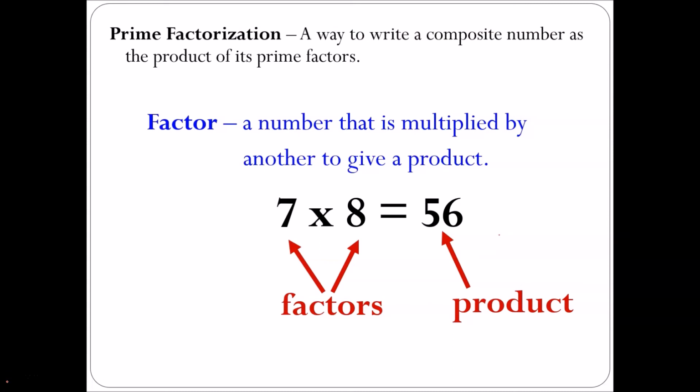We know that a factor is a number that is multiplied by another number to give the product. So for example, 7 times 8 is 56. 7 and 8 are factors, and 56 is the product.